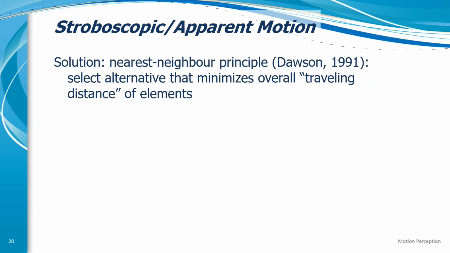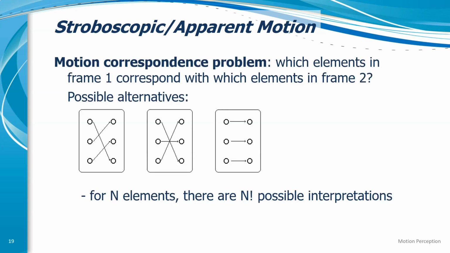It's called the nearest neighbor principle, as described by Professor Mike Dawson, who is a professor in the Department of Psychology here at the U of A. The one alternative that is chosen is the one that mathematically minimizes the overall traveling distance of the elements. What now? Let me go back to the previous slide.